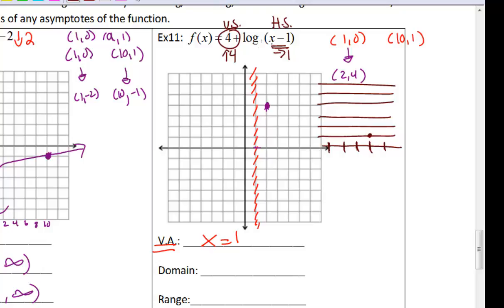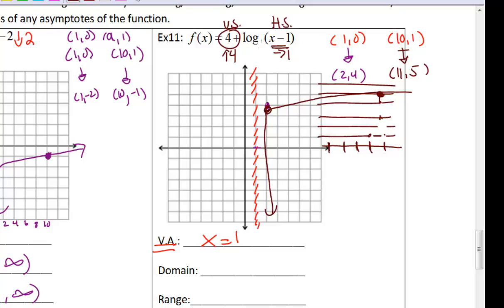And what am I supposed to do with this point? I need to move it 1 to the right, and then up 4. So up 1, 2, 3, 4. So the new point would be right there. Well, what is that point? Moving 1 to the right made that 11, and then up 1, 2, 3, 4, 5. So this becomes the point 11, 5. So those are the 2 points. Now I just need to connect them.